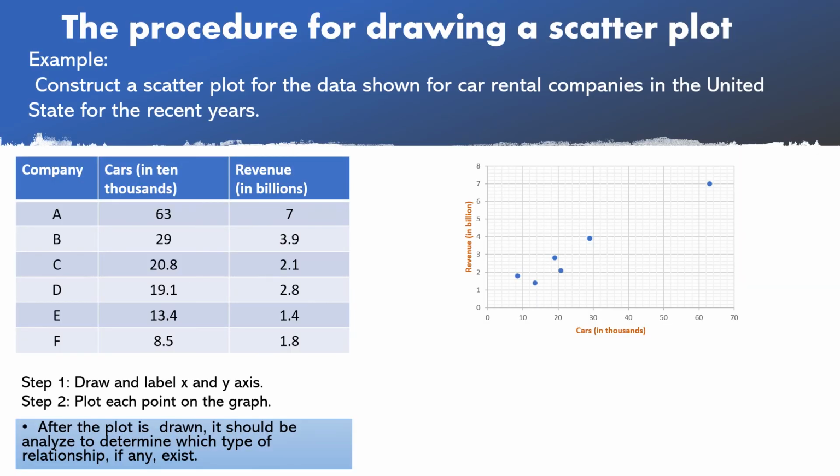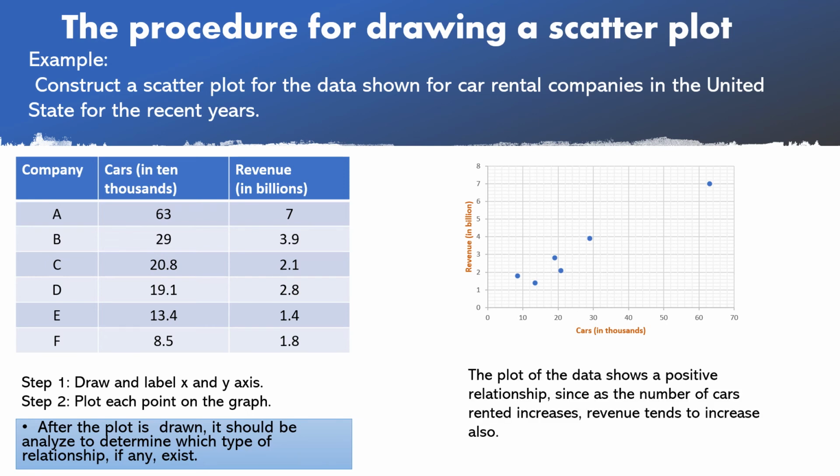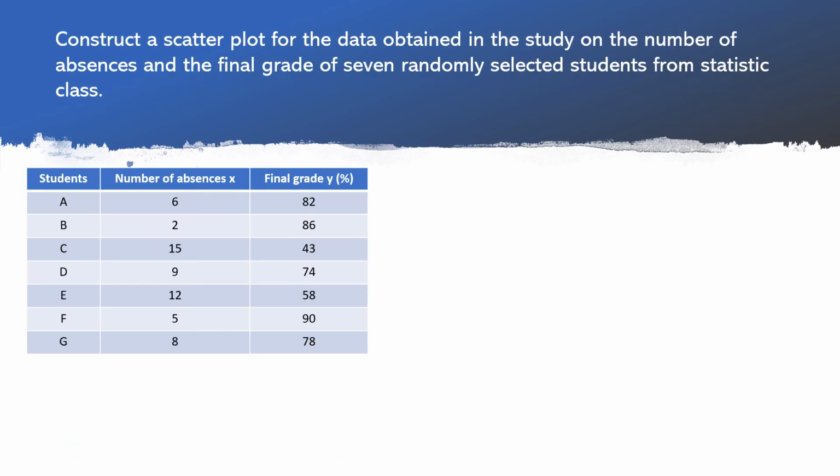This graph shows a positive relationship. The plot of the data shows a positive relationship since as the number of cars rented increases, revenue tends to increase also. Another example: construct a scatter plot for the data obtained in the study on the number of absences and the final grade of 7 randomly selected students from a statistics class. Step 1. Draw and label the x and y axes. Step 2. Plot each point on the graph.